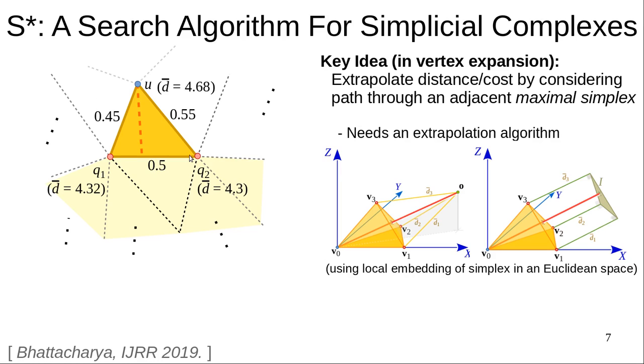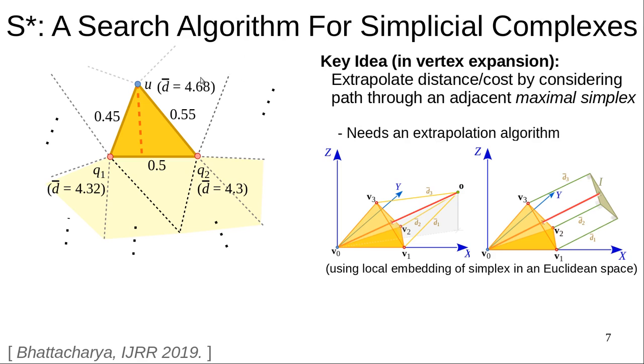So the simplex is locally being embedded in a Euclidean space, and then we use the usual notion of extrapolation and straight lines in this embedding Euclidean space to extrapolate the G score of U from the G scores of Q1 and Q2, right? So there are a couple of different extrapolation algorithms that we can use, but that's the overall idea.